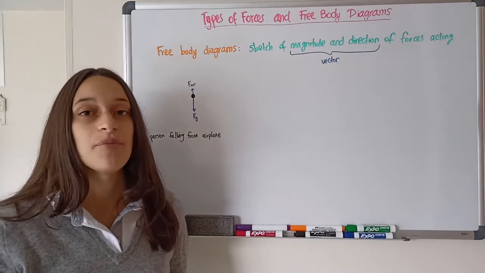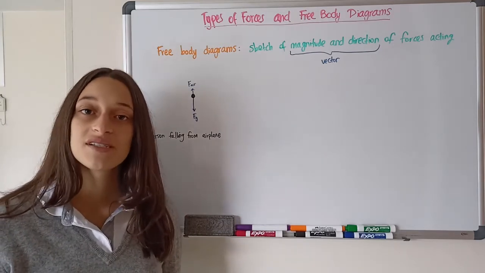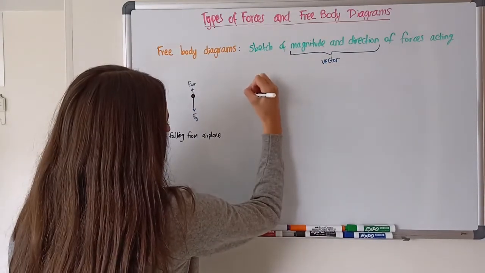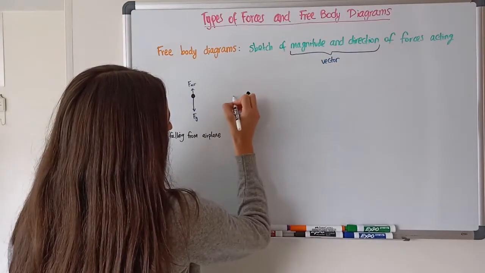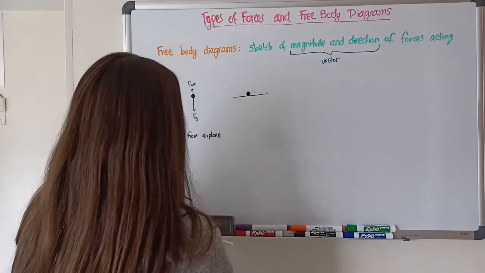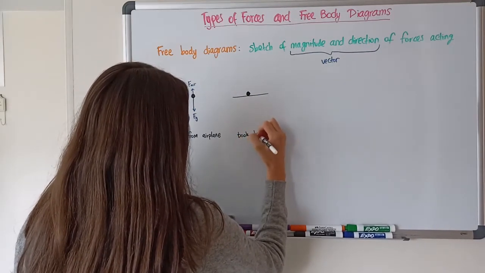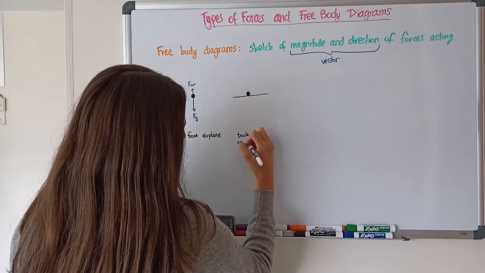Let's do another example. Let's do a book sitting on a table. So we have a book. We can also draw it as a circle. If you want, we can draw the table just so that we know what we're talking about. And let's label it book lying on a table.